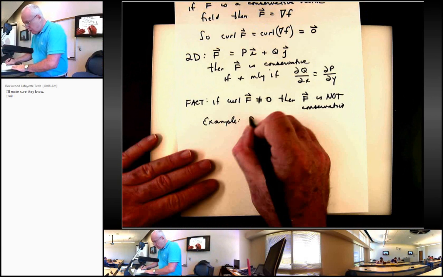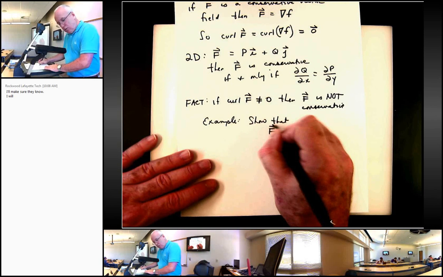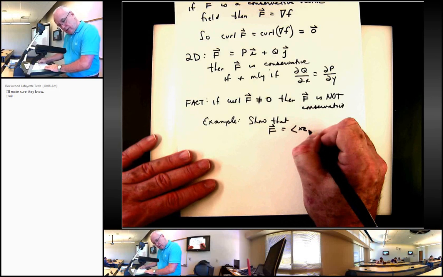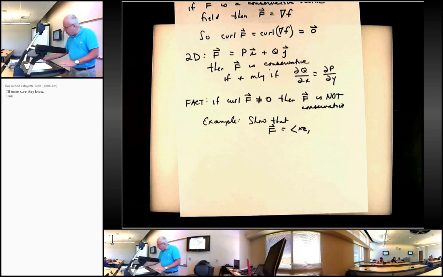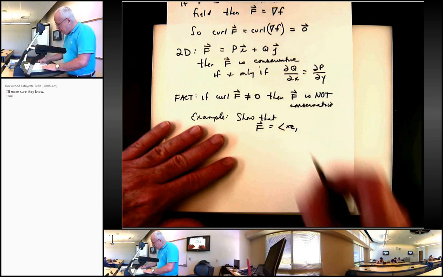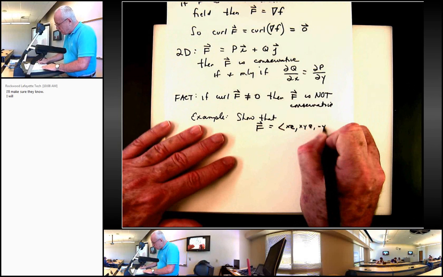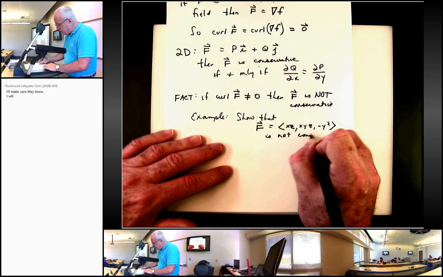Show that F equaling the following is not conservative. Let's see. The first component is xz. In fact, this is the one we just worked with. Yeah, xz, xyz, and minus y squared. Show that it's not conservative.